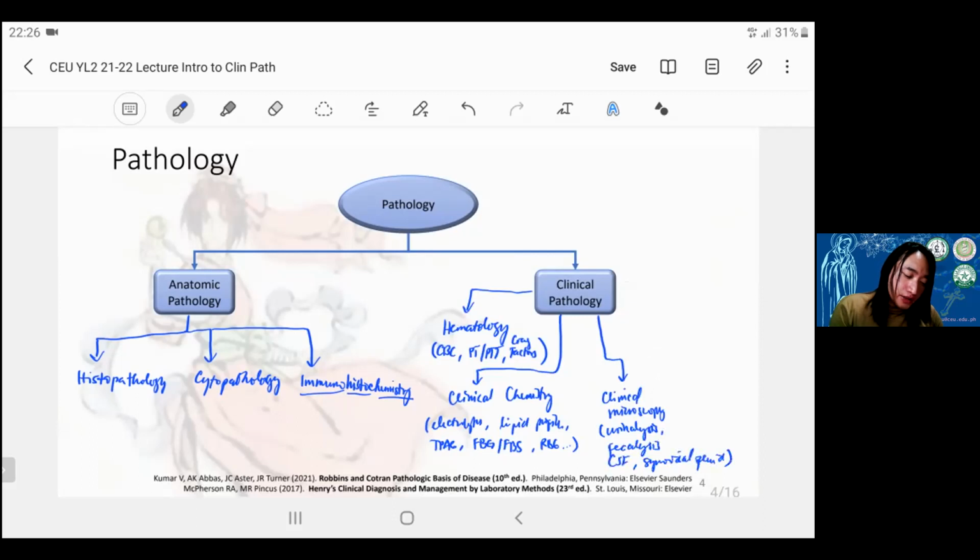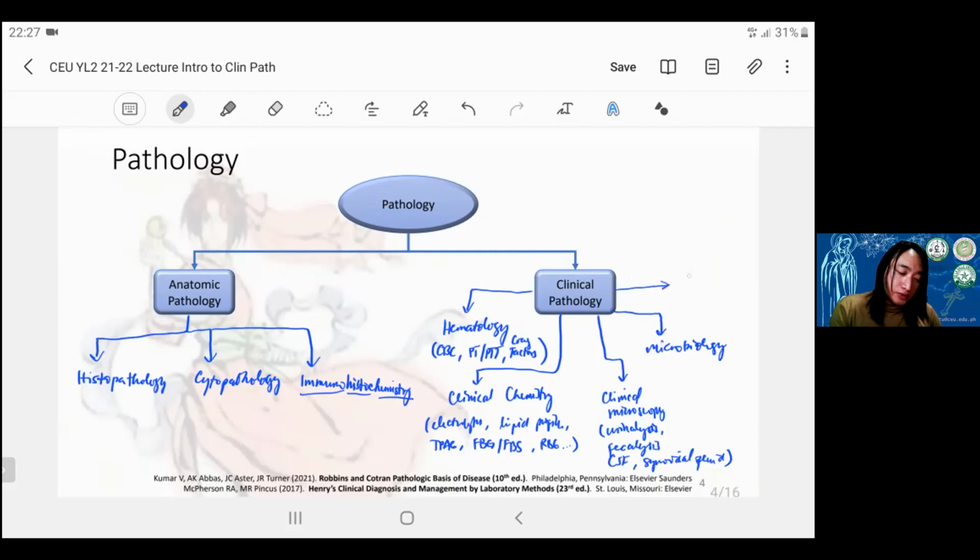And then another branch of clinical pathology would be microbiology. And this is the study or identification of the different infectious agents as well as determining their sensitivity or resistance to certain antibiotics. And this will be further discussed by Dr. Gina Lim in her lecture on Introduction to Infectious Diseases.